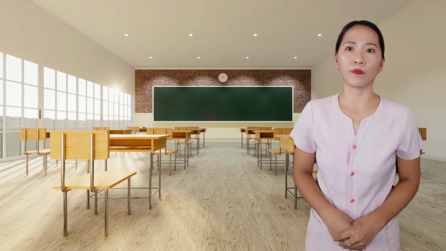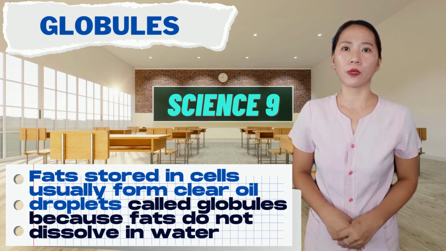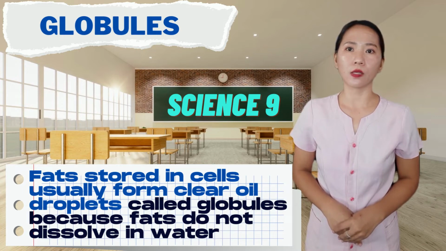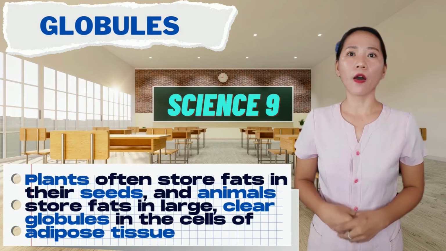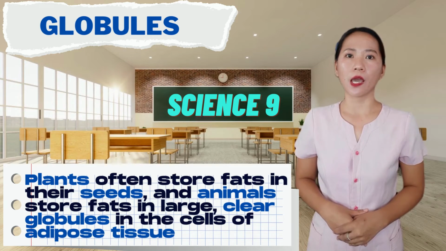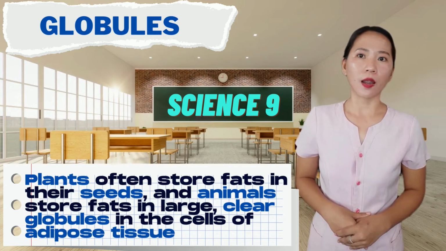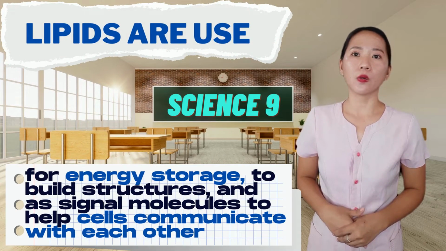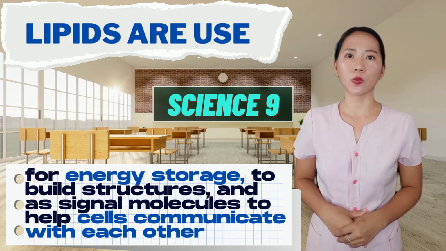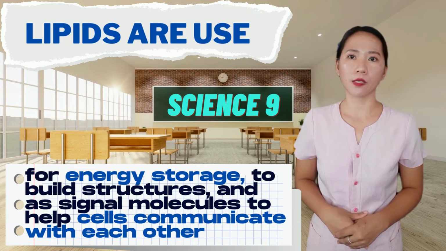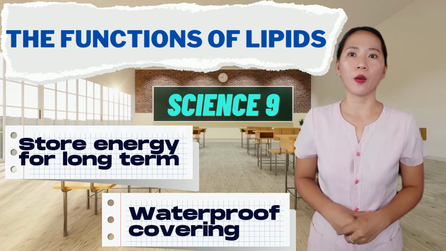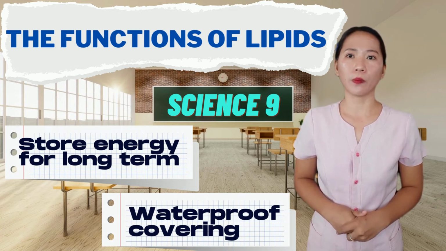are better for you. Fats stored in cells usually form clear oil droplets called globules because fats do not dissolve in water. Plants often store fats in their seeds, and animals store fats in large clear globules in the cells of adipose tissue. Lipids are used for energy storage, to build structures, and as signal molecules to help cells communicate with each other. The functions of lipids are: 1. to store energy for the long term, 2. and waterproofing.